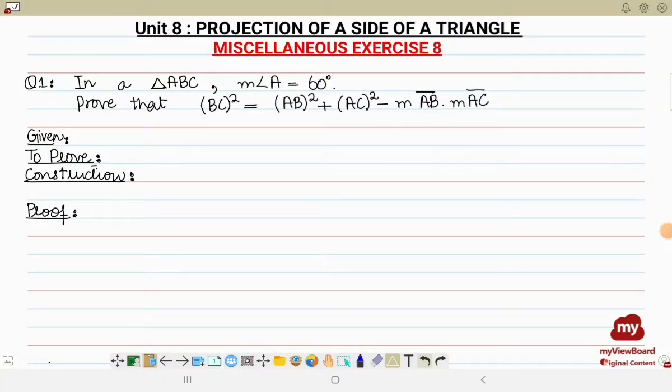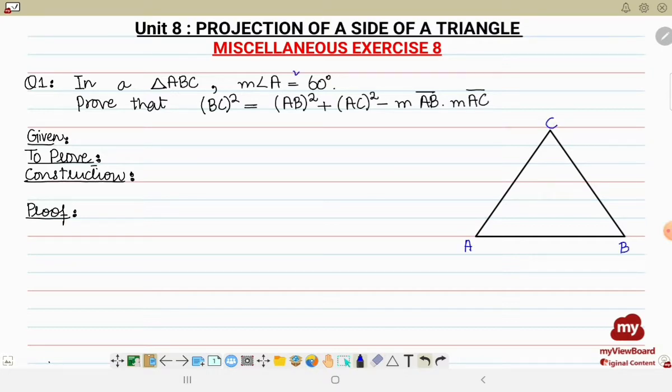In this video, I'll be solving the miscellaneous exercise from unit number 8, that is projection of a side of a triangle. Question number 1. In a triangle ABC, measure angle A is equal to 60 degrees. So let's draw the triangle first. Let's say this is a triangle and let's label it as A, B and C.